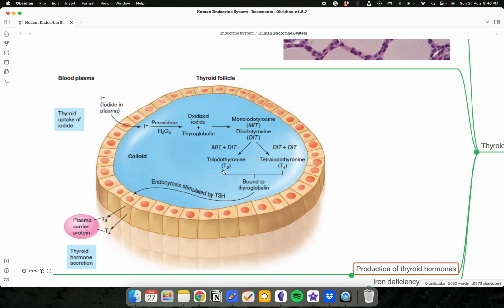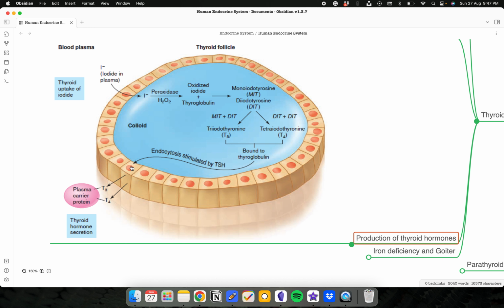After that, T3 and T4 bind with the thyroglobulin, which, as we have discussed, is present in the colloid. Whenever they are bound to the thyroglobulin, there is endocytosis stimulated by TSH. TSH is nothing but thyroid stimulating hormone, released from the anterior pituitary. When there is endocytosis, there is then vesicle fusion, and T3 and T4 get released and bound to their plasma carrier protein. They are ready to be transported to their respective target sites.